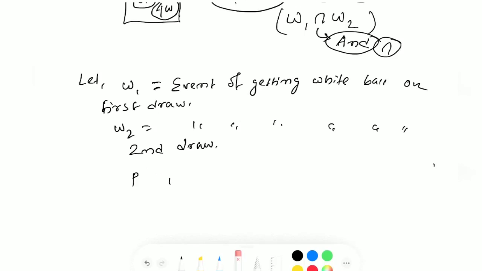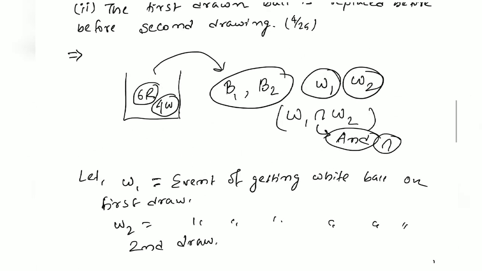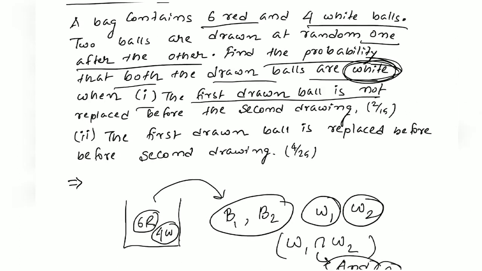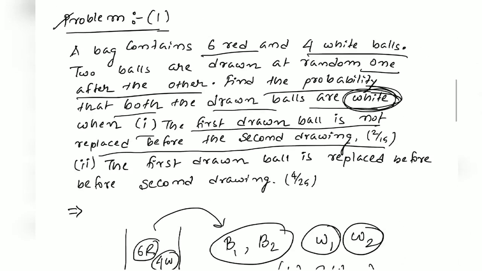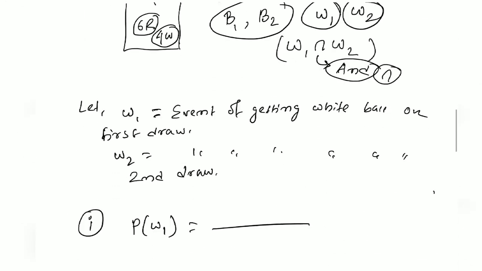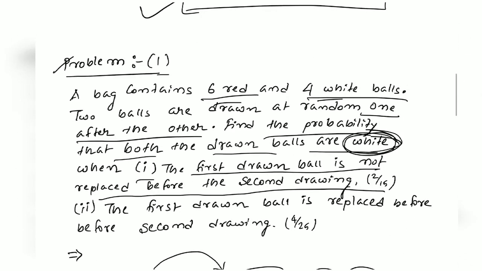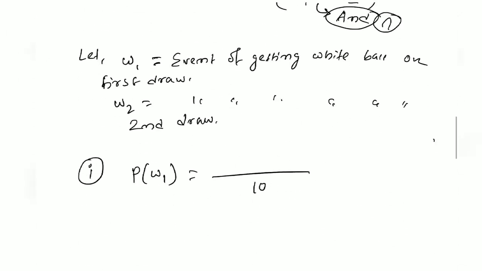Now one thing you need to know is that we have been given two conditions. What is the number one condition? Number one condition is that the first drawn ball is not replaced before the second drawing. Now what is the probability of the first drawn ball being white? We are having total balls as 6 plus 4, which means total 10 balls, and white balls only 4, so we are having P of W1 as 4 by 10, which is 2 by 5.